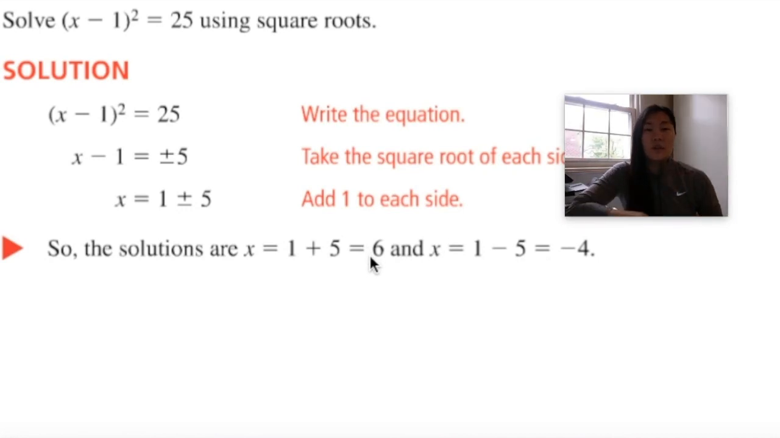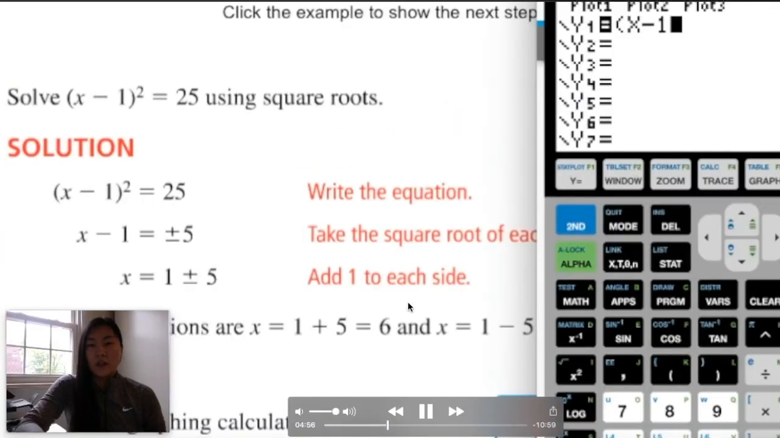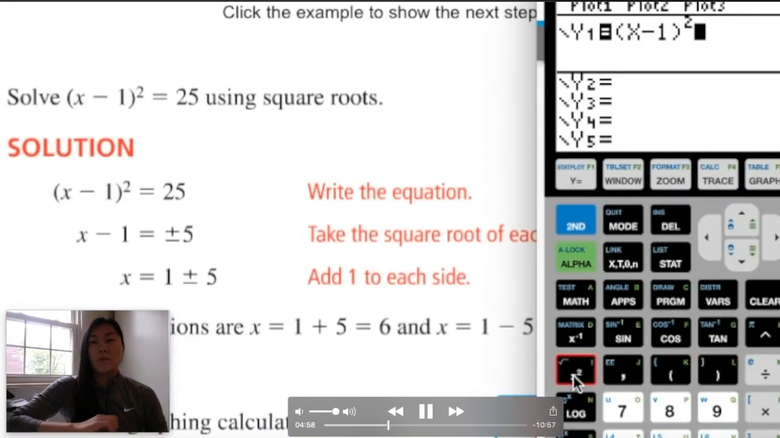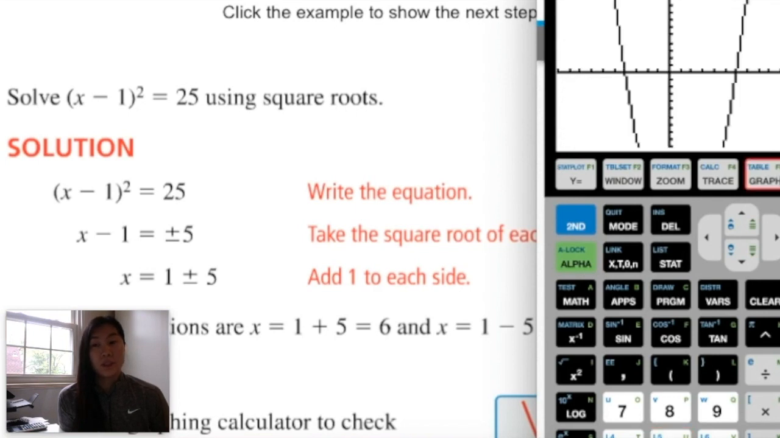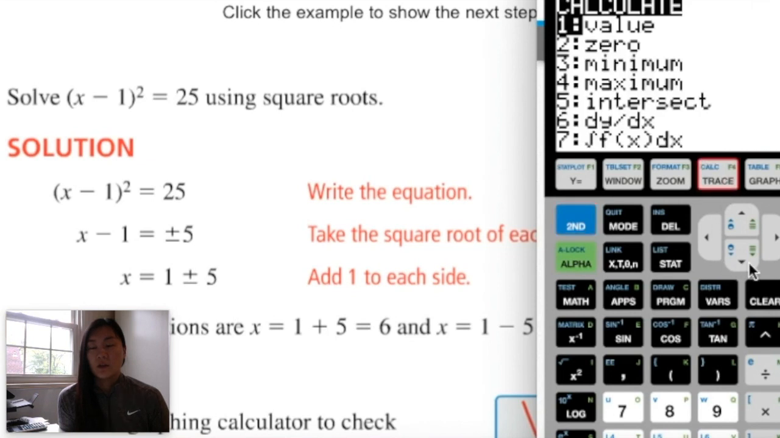Let's try graphing this on the TI-84. So I'm going to plug in (x minus 1) squared in parentheses minus 25, because I have to move over the 25 to make it 0, because we're looking for zeros of the function. So those two are my x-intercepts, and that's my parabola. We're going to use the second calc option to calculate the zeros of the function. Second calc. Go to number 2.